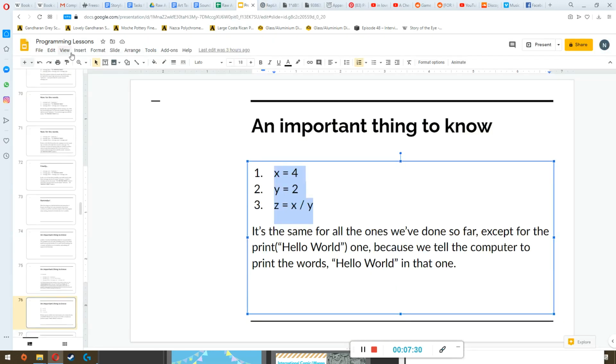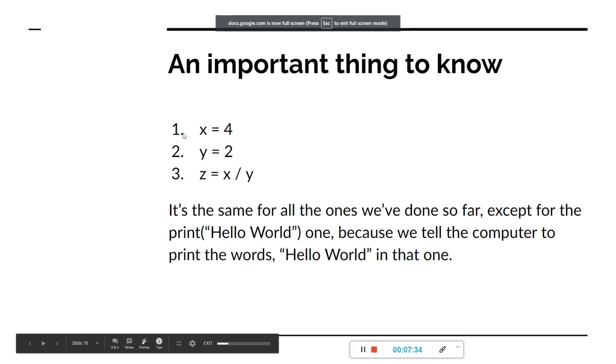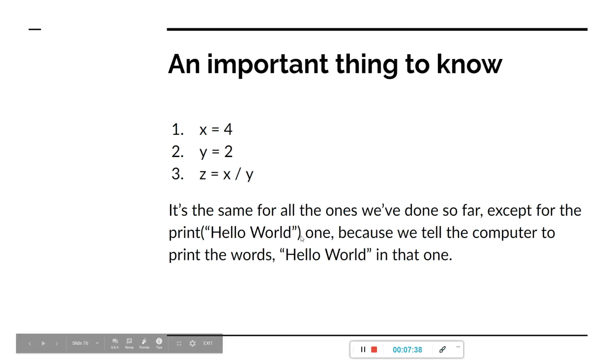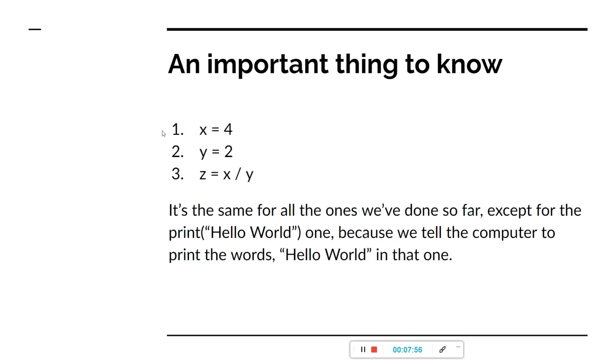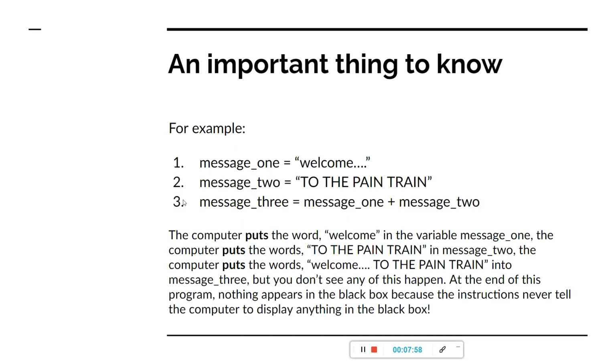It's the same for all of the ones we've done so far. All the instructions we've done so far, except for one, and that's the hello world one we actually did together, because we tell the computer to print the words, to display the words hello world in that one. We never tell the computer to display anything in this one. We don't use the print function here, so it doesn't display anything. If we wanted to, we could.